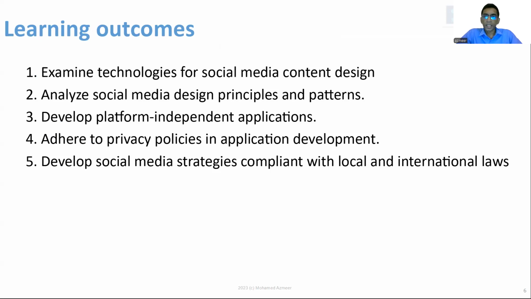Right. So these are the learning outcomes. I think I have explained this already. Examine the technologies, analyze the principles, develop applications, understand privacy policies, and then come up with the media strategies.